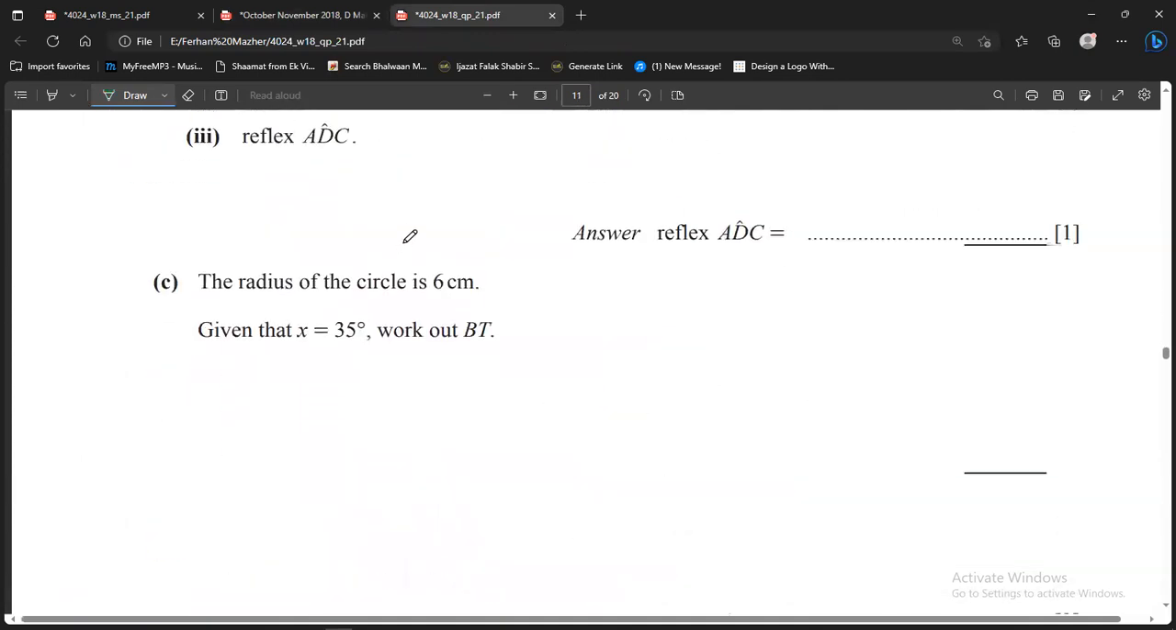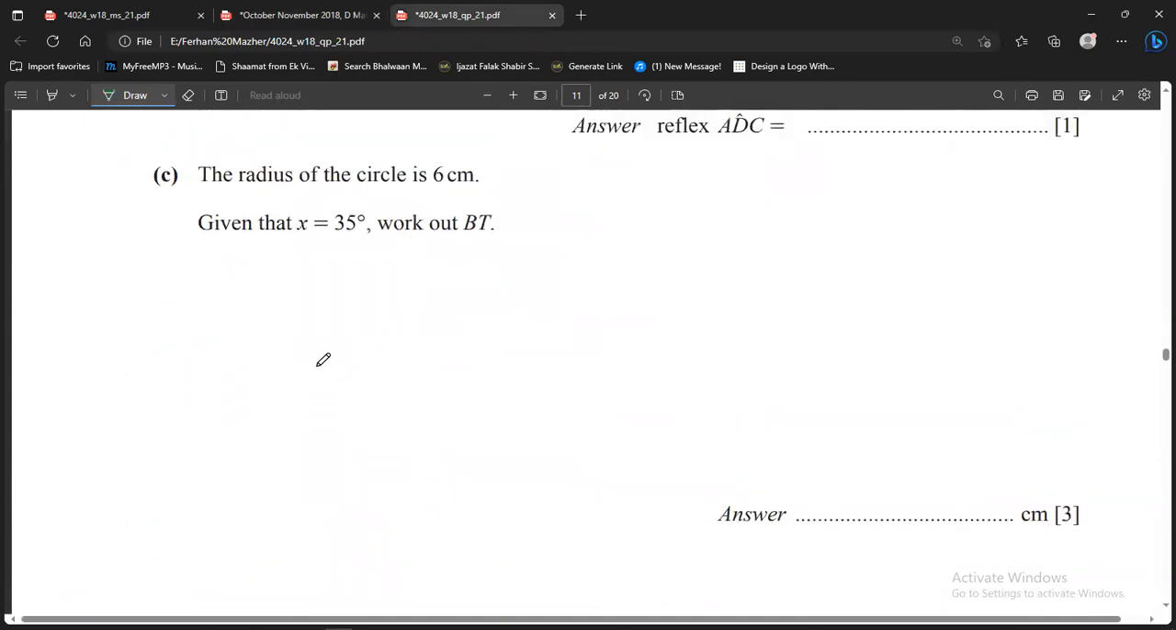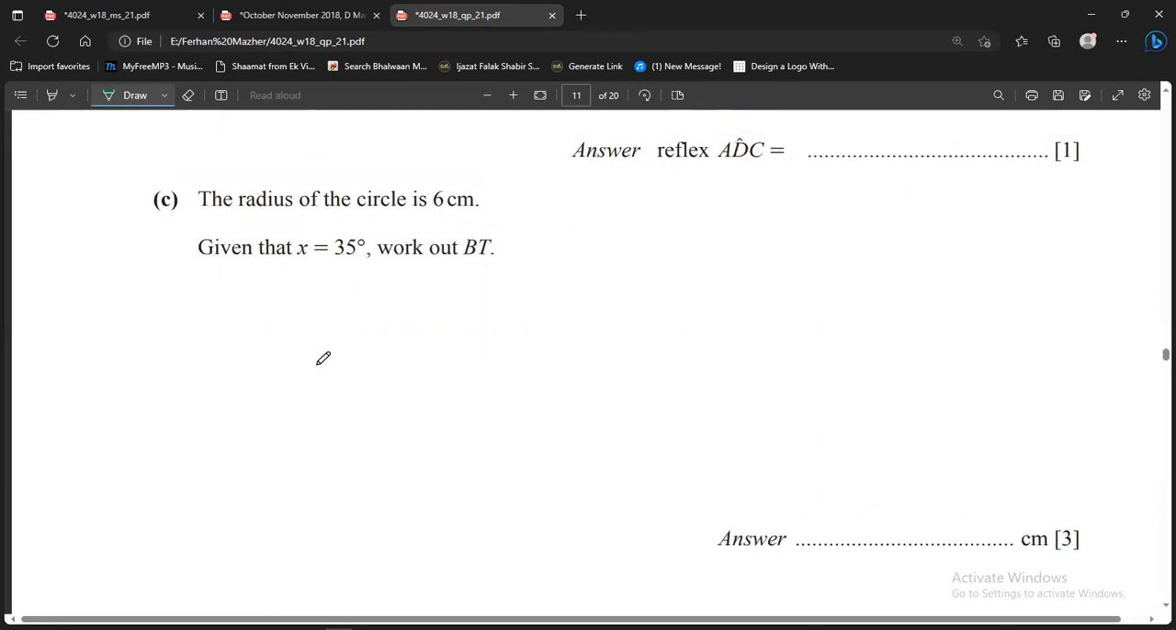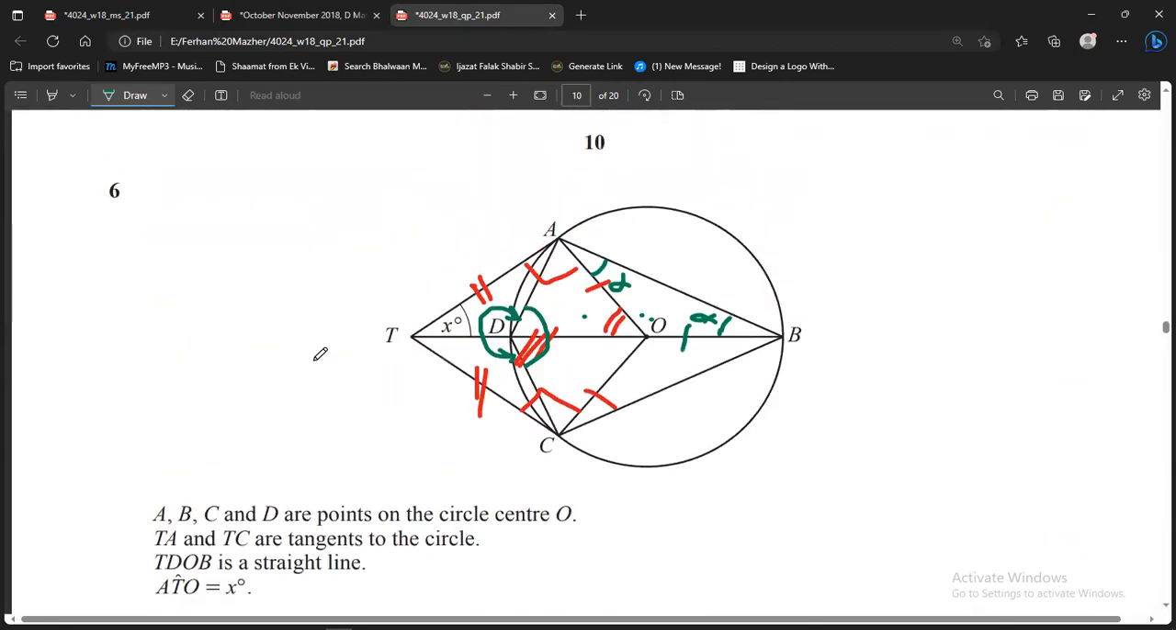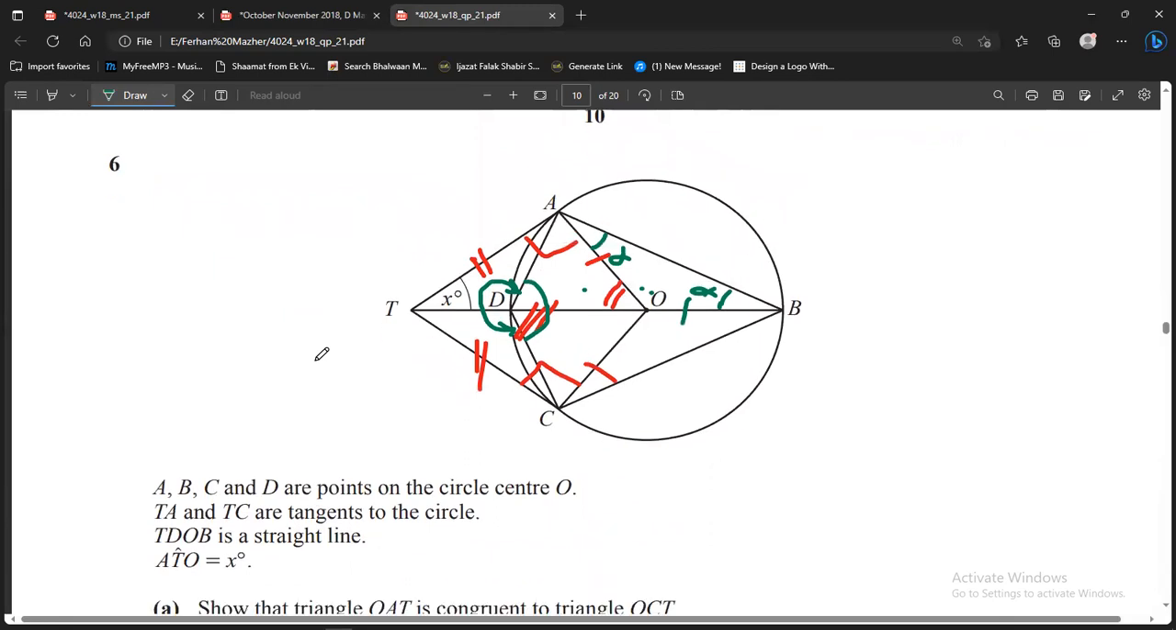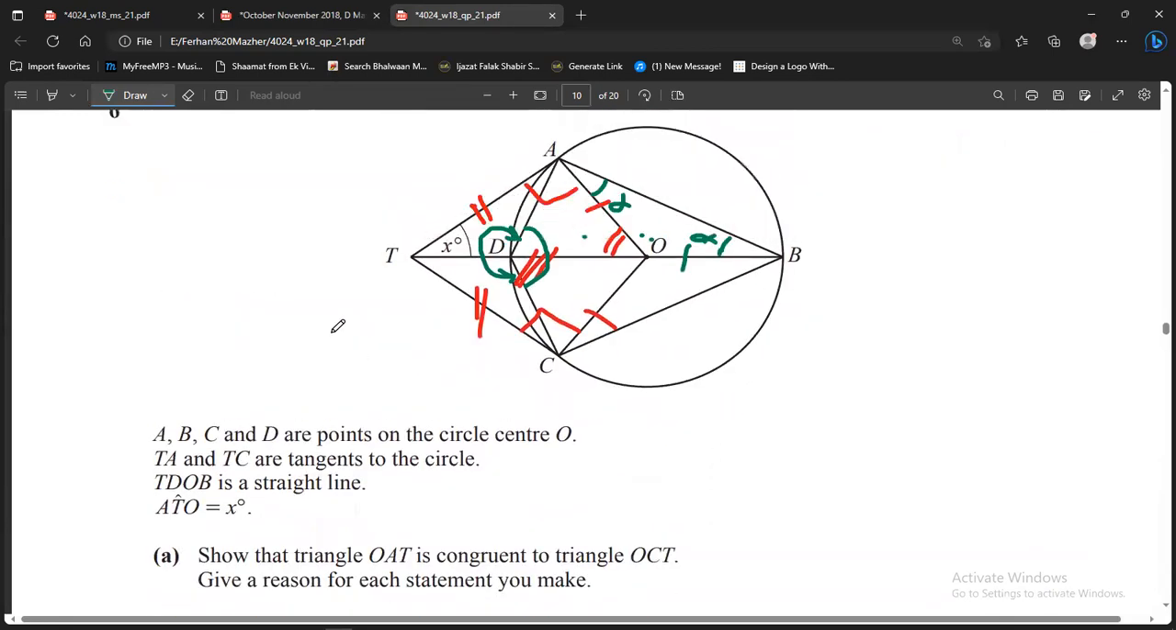Then we have the C part. The radius of the circle is 6 centimeters. Given that the x is 35, work out the BT. The radius of the circle is how much? 6 centimeters.